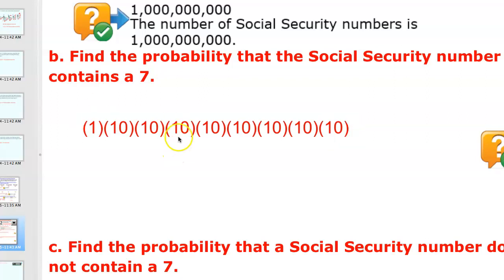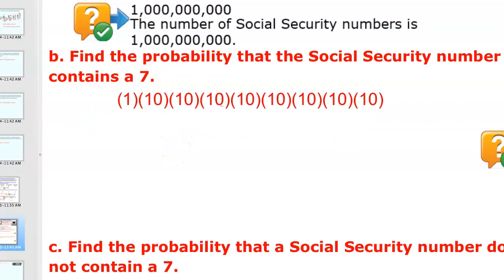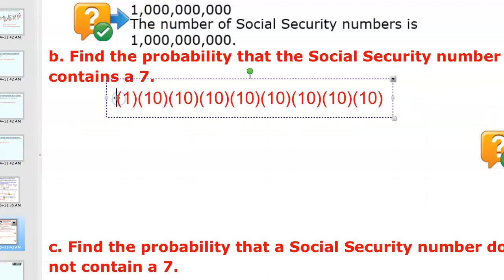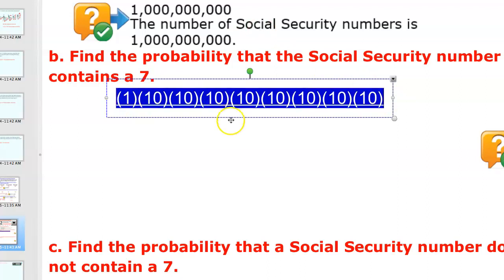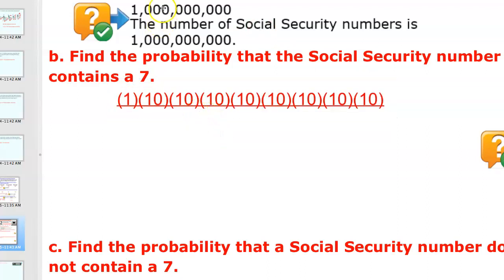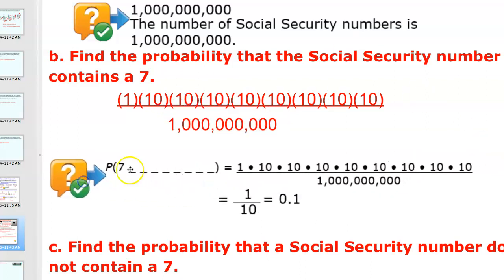Wonderful. Okay. So you would multiply all of these together, but you have to divide by the total, right, to find probability. You divide by the total possible outcomes. All right. And when I do that, you get 1/10 or 0.1. So 0.1 is 10%. All right, so 10%, the probability of getting a Social Security number with at least one 7 is 10%.